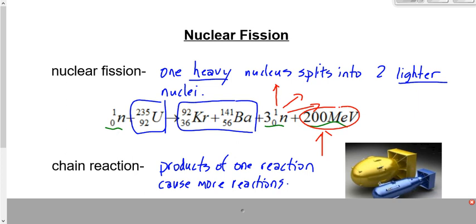But that's the nature of the beast, right? You get this chain reaction taking place. You can't hold it together. Okay, you can't hold it together. So fission, splitting. Heavy becomes light. 1 becomes 2. Chain reaction sustains. This chain reaction is sustained by having more neutrons on the right side than we have on the left side.